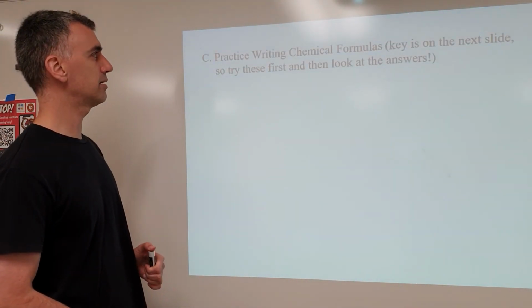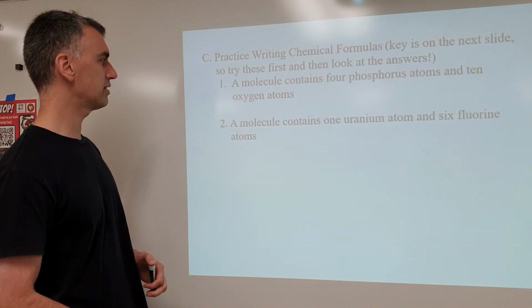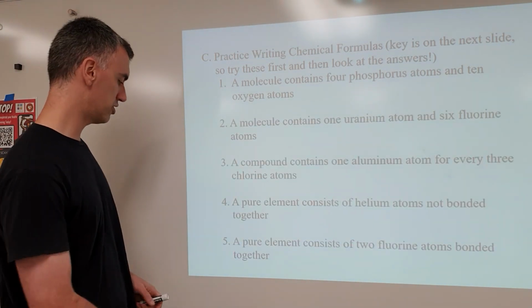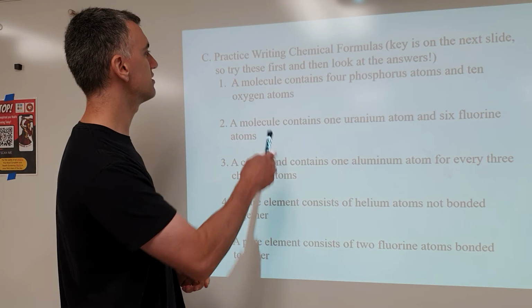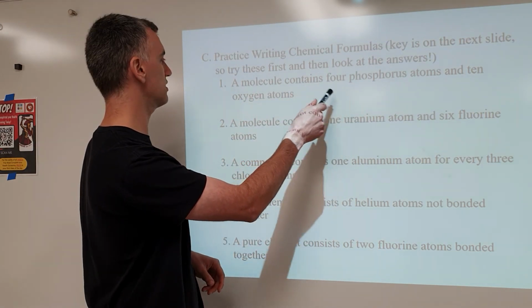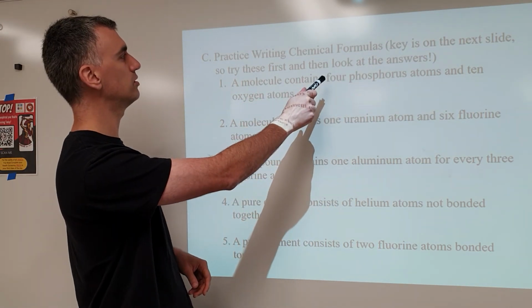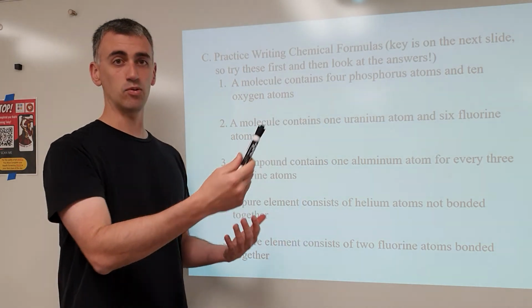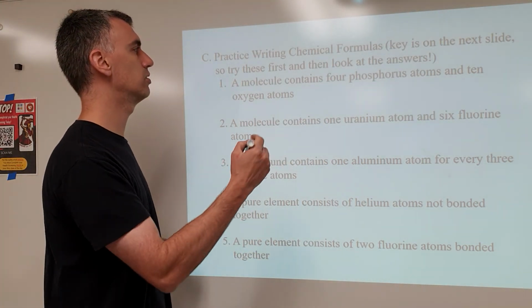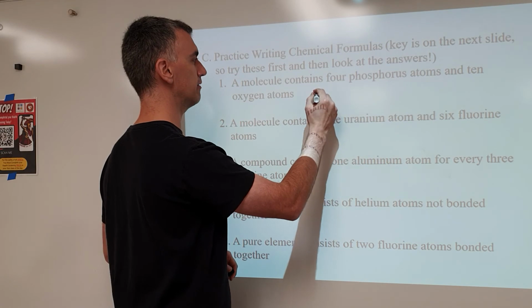So practice writing chemical formulas. This is something that you should be able to do. Just so that you know how it works. If it says a molecule contains 4 phosphorus atoms and 10 oxygen atoms, you're going to assume that it's the same order that I give it to you. So 4 phosphorus atoms, you write phosphorus first.